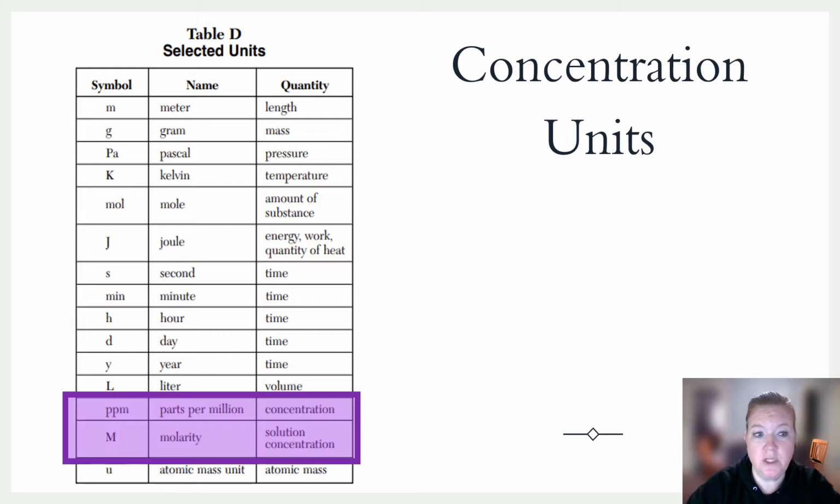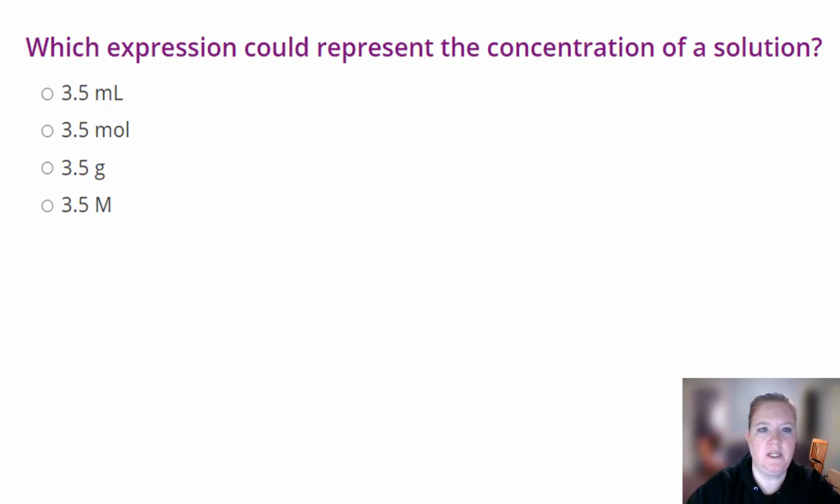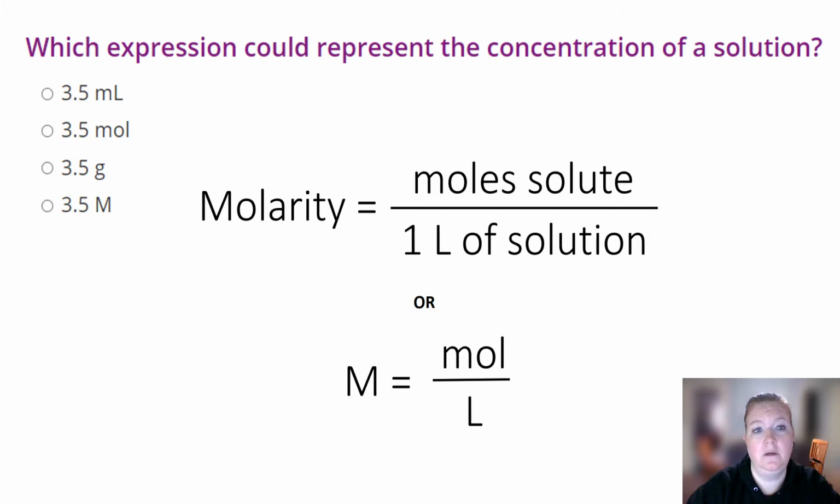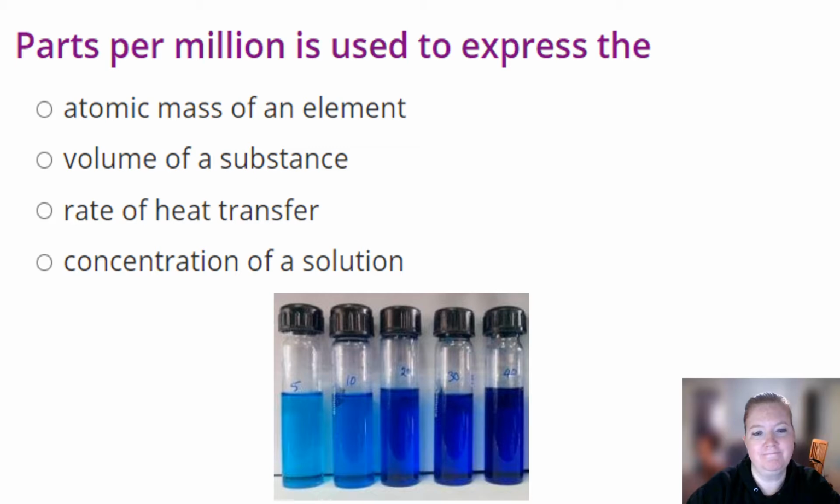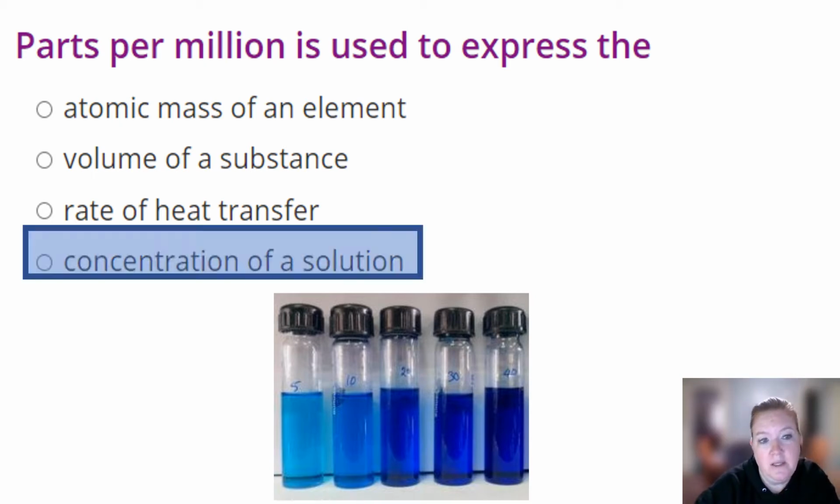We can find the concentration units on the front of your reference table, table D. So which expression could represent the concentration of a solution? Well, it's this one. We say it molar, refer to it as molarity. Parts per million is used to express. Here you can see, just to visualize it, the difference between 5 parts per million, and then increasing the number of parts per million. So it's concentration.